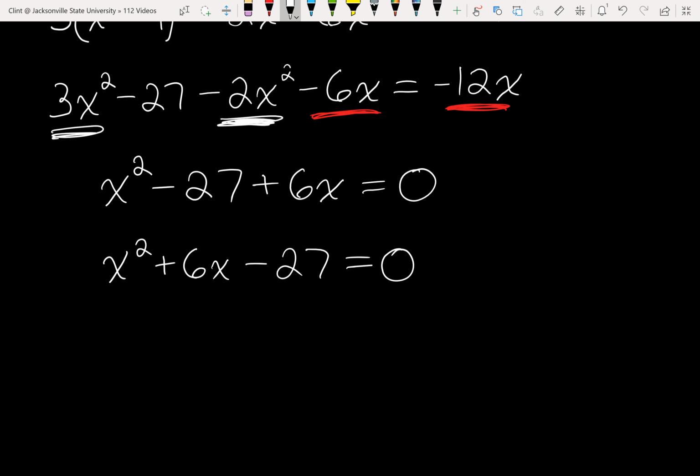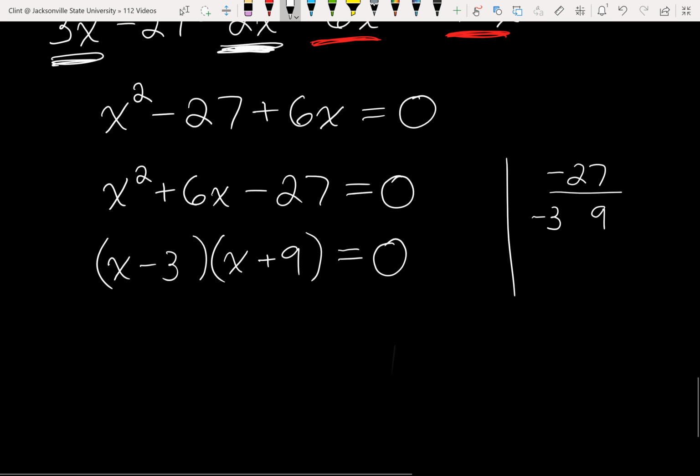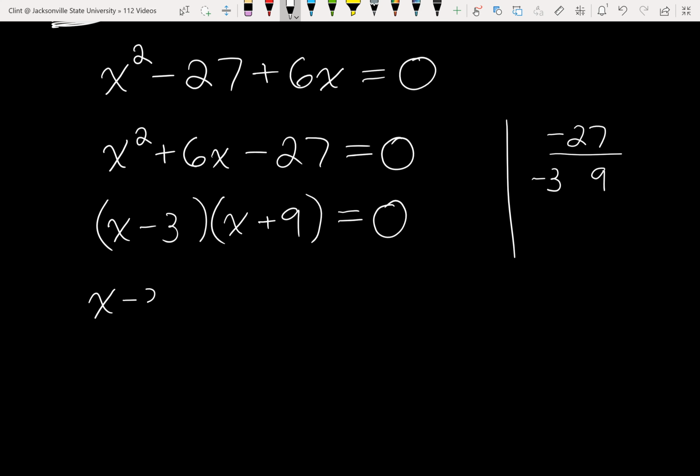It's quadratic, so we can either try to factor, complete the square, or use the quadratic formula. Here I'm going to see if we can factor. We need factors of negative 27 that add up to positive 6. I know 3 times 9 is 27, and we want positive 6, so we'll do negative 3 and positive 9. Not too bad, it paid off. It will factor: x minus 3 times x plus 9. Set both of these equal to 0 and solve. Here we get x equals 3, and here we get x equals negative 9.